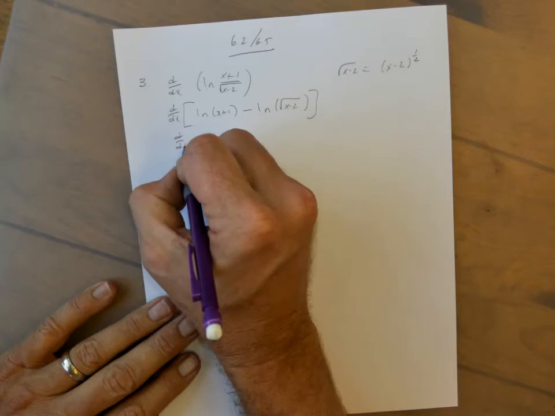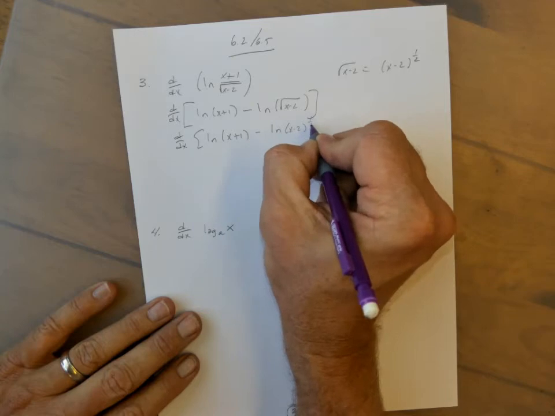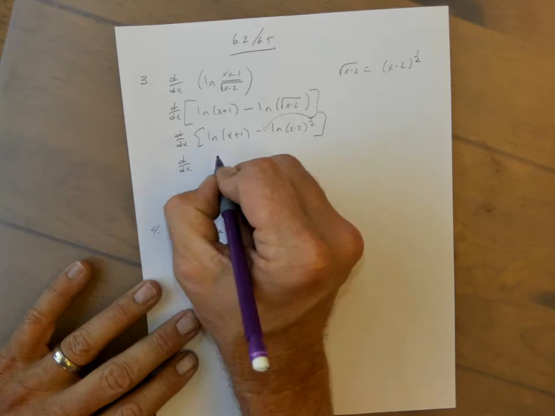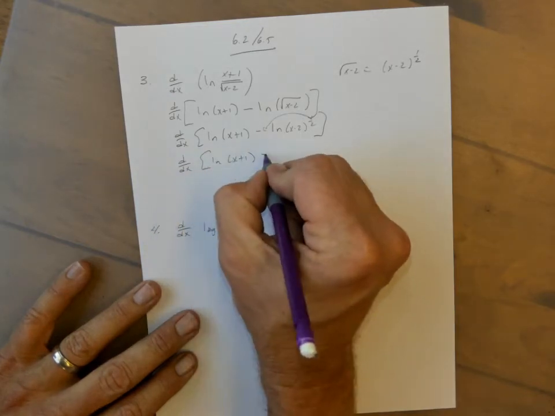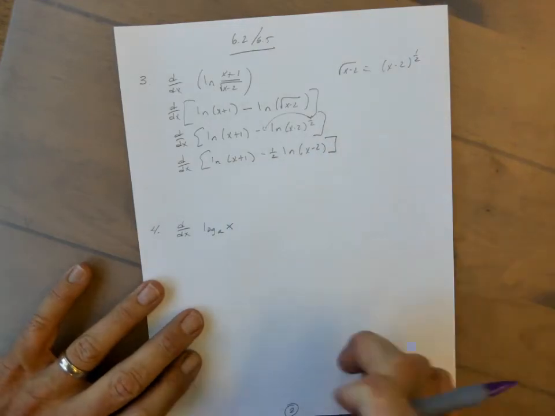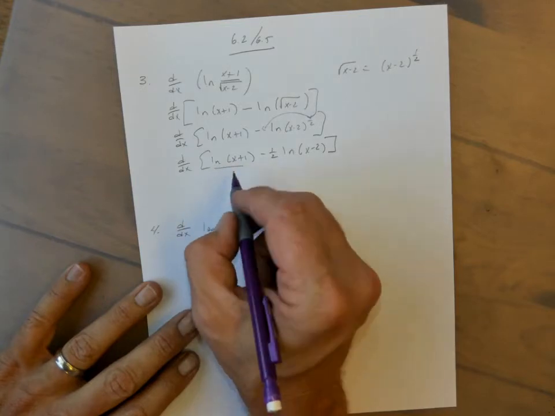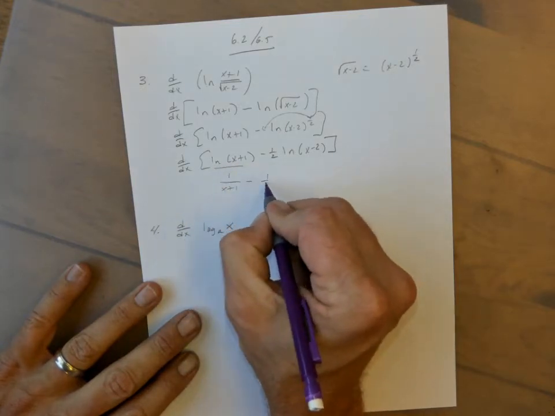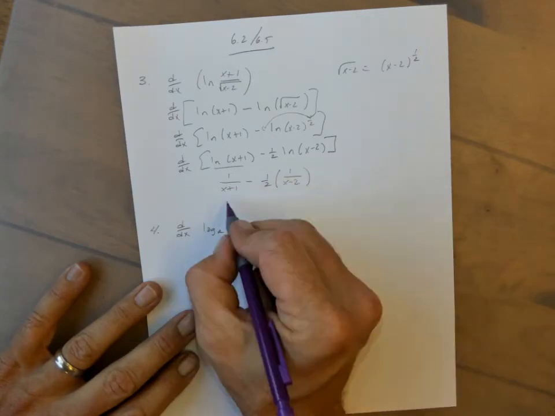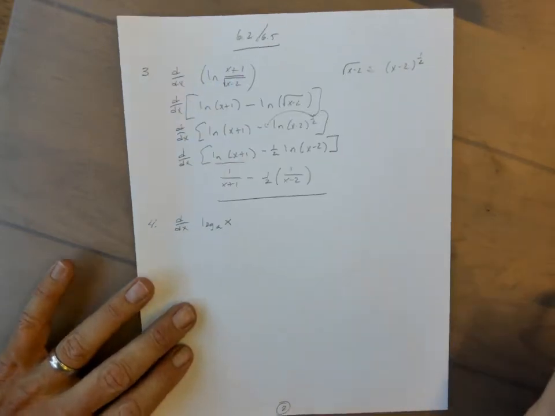And so if I do that, and now I can apply our power property, and that would give us the derivative of the natural log of x plus 1 minus 1/2 the natural log of x minus 2. So significantly easier problem. So now I take the derivative of the first term, which would be 1 over x plus 1, minus 1/2. The derivative here is 1 over x minus 2. And there's our derivative. Way simpler than if we had tried to apply that right from the beginning.